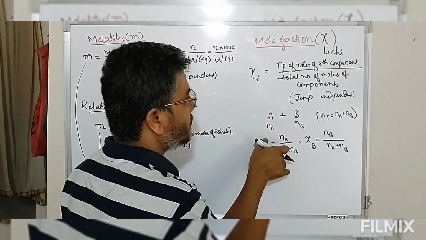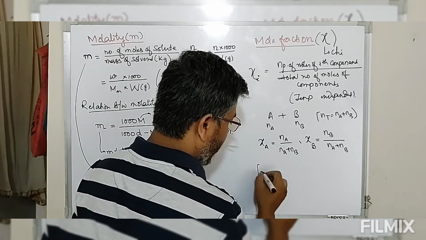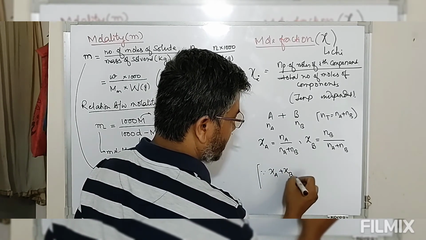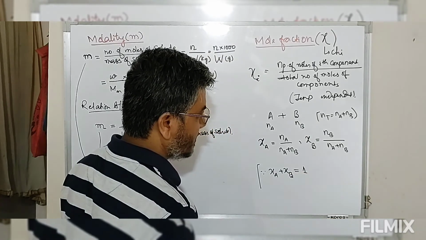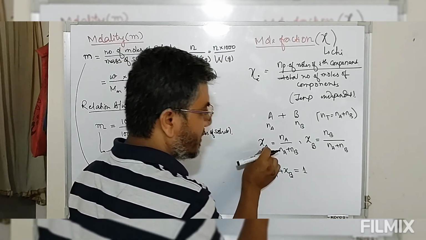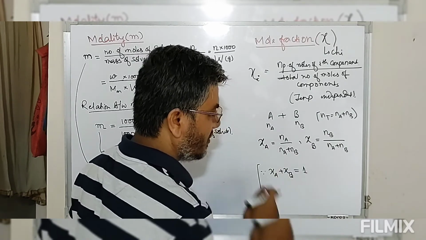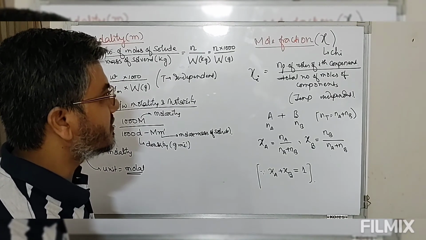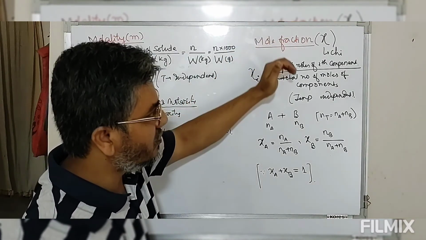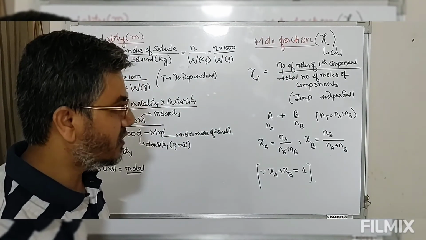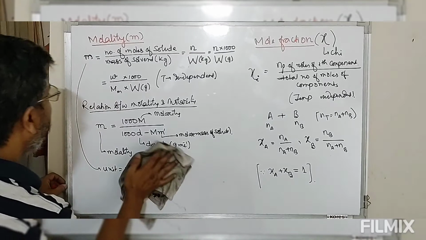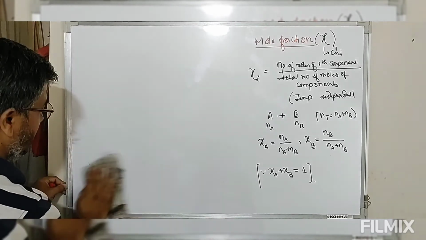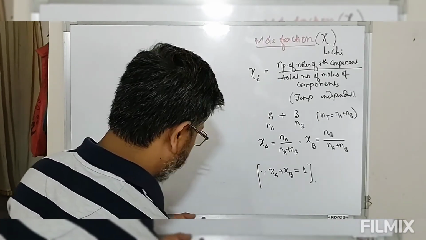Now look at this, it is a fraction, so it must be less than 1. One thing we have to keep in mind is that the summation of mole fractions of components is always equal to 1. So if we know the mole fraction of A, then we can easily find the mole fraction of B, that is 1 minus mole fraction of A. So this is the mole fraction: the number of moles of a given component divided by total number of moles. Now there is a relation between mole fraction and molality, and mole fraction and molarity. Let me give you the relationship.